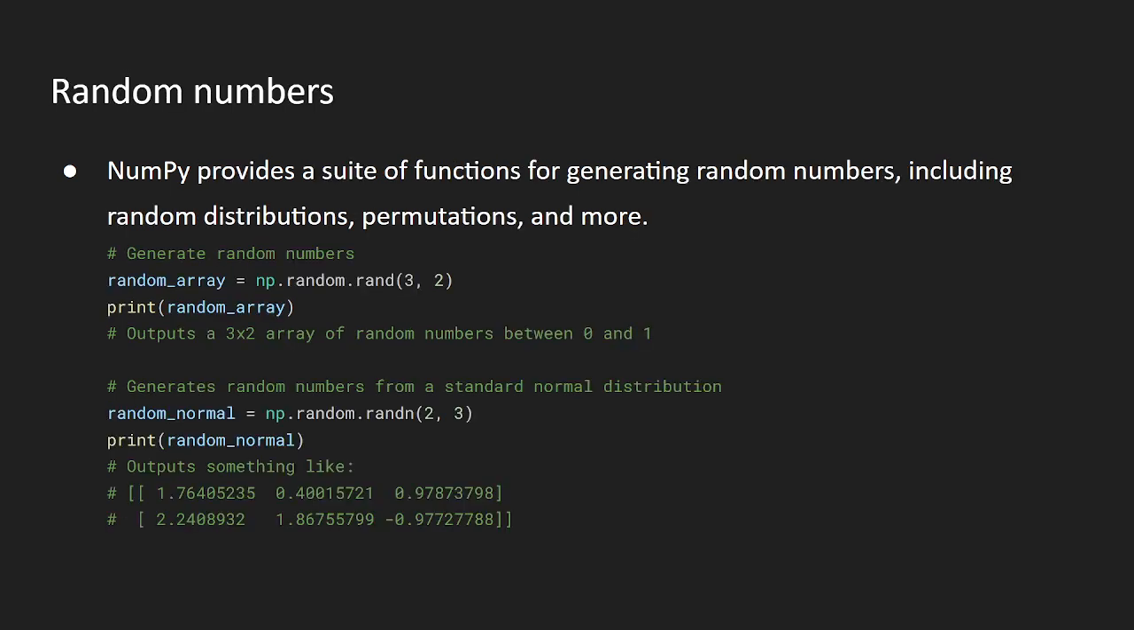So on the next slide, we get random numbers, which NumPy provides a suite of functions for generating. And this is actually better than, say, what you would get in the Python math module with math.random. So NumPy gives you a lot more options to do it. You can do random distributions, permutations, and more.